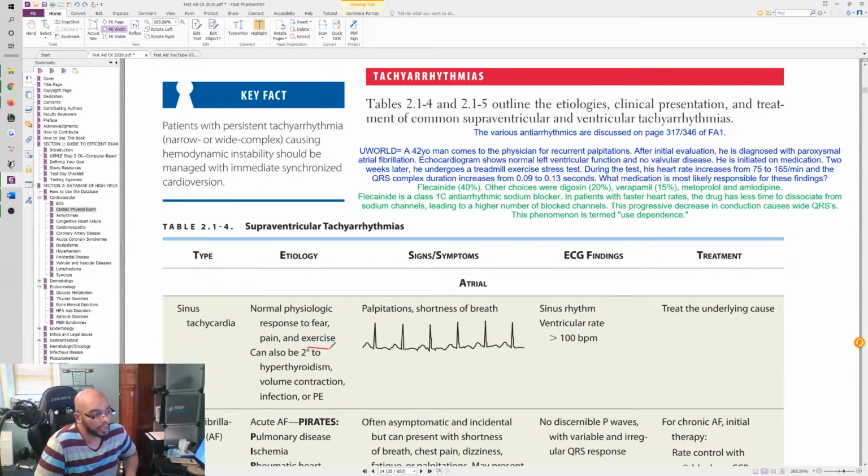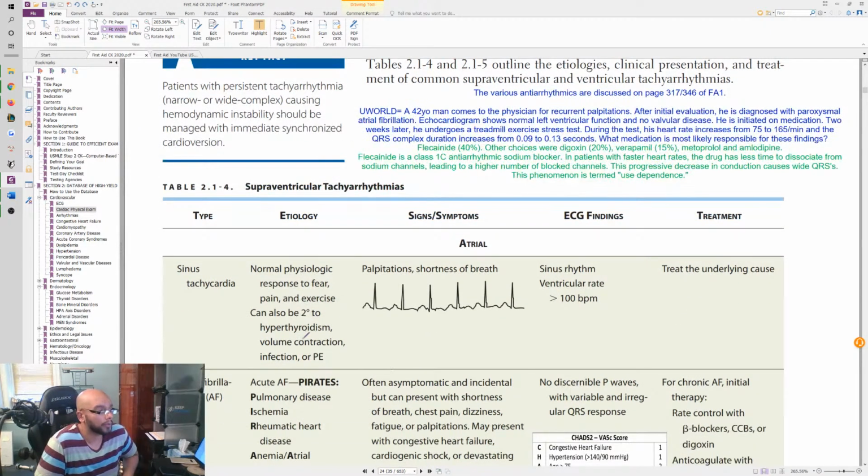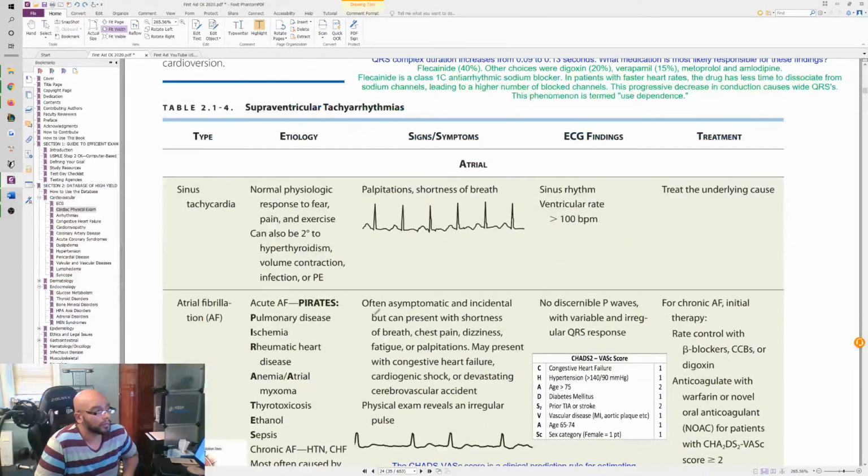Now, you don't need to treat exercise. That's good. This is supposed to occur in exercise. But if they have a panic disorder, then you need to treat the panic disorder. If they have anxiety issues, you need to treat their anxiety issues. And if, of course, they have hyperthyroidism, volume contraction, infection, or PE, those you definitely have to get rid of and fix, right? And when we get to endocrine, we're going to see a lot more of the hyperthyroidism.